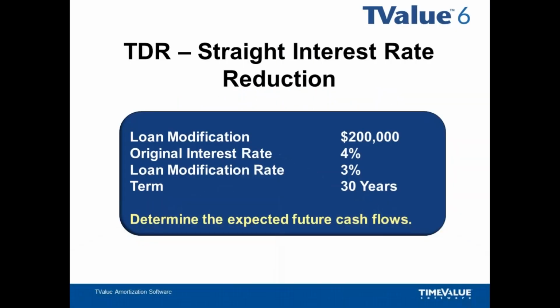So let's look at some assumptions. Let's say we have a $200,000 loan modification. It was done at 3%, and we're going to do a 30-year term, so we're going to stretch it back out to its original term. But we know what the original interest rate was, 4%, which was the original contract. And what we're going to do now is figure what that allowance for loan loss is based upon the expected future cash flows. So let's jump into TValue.